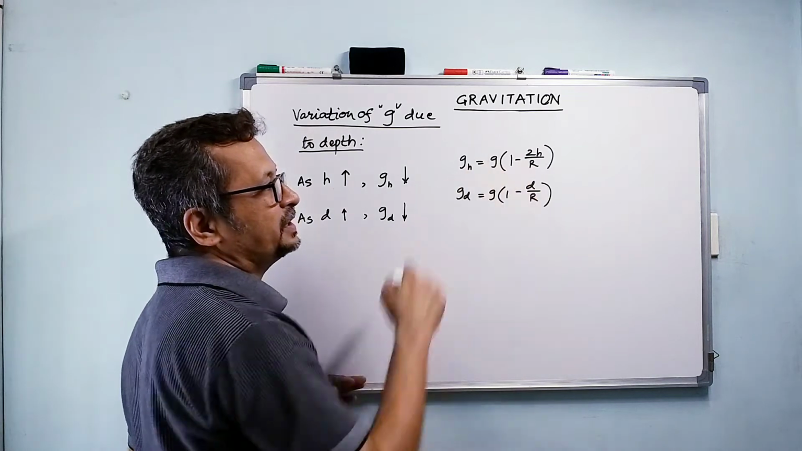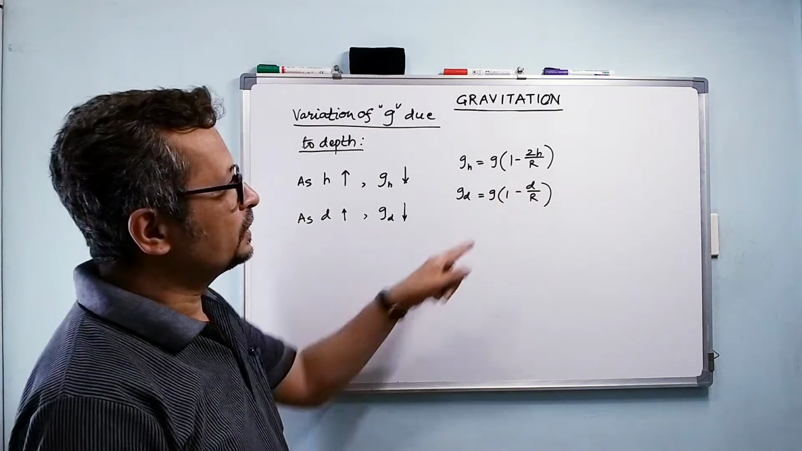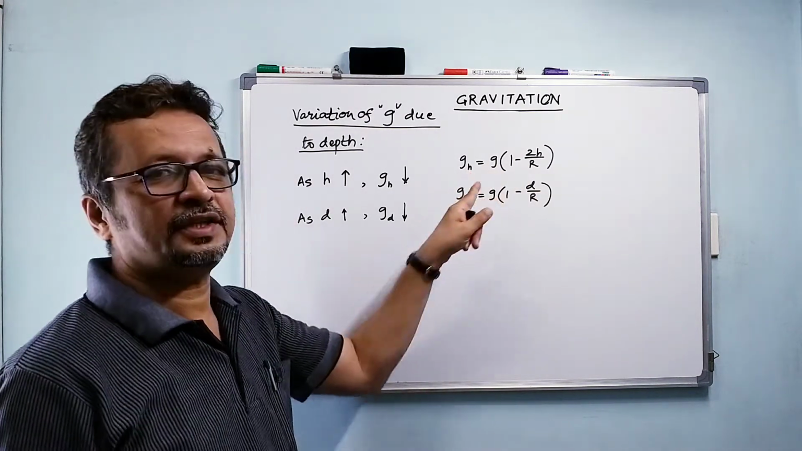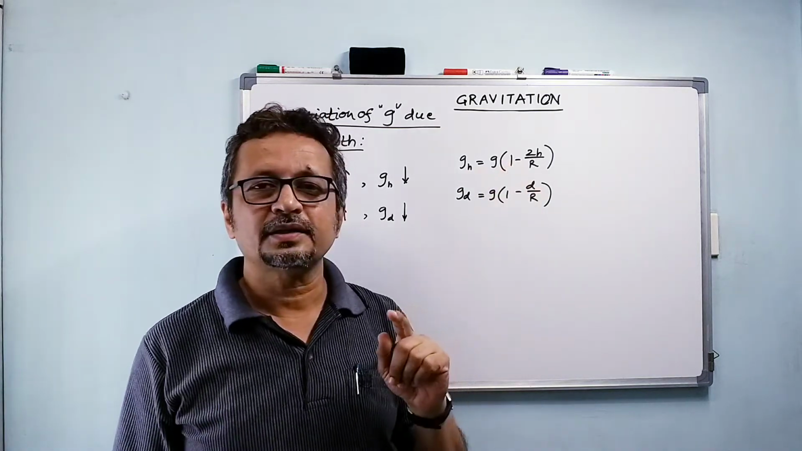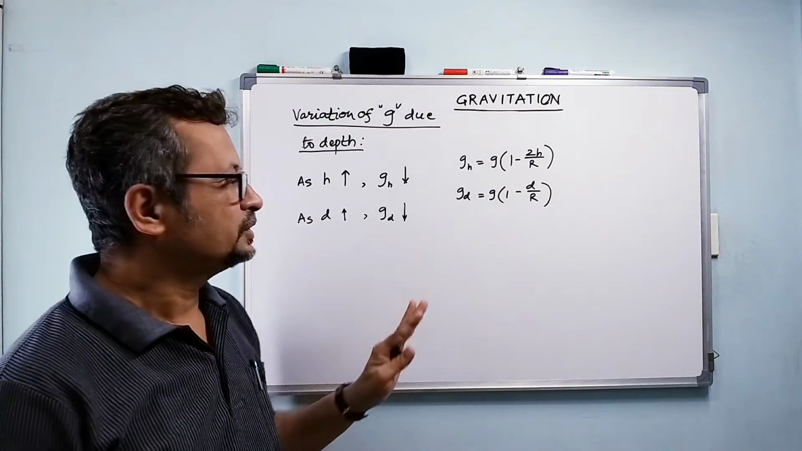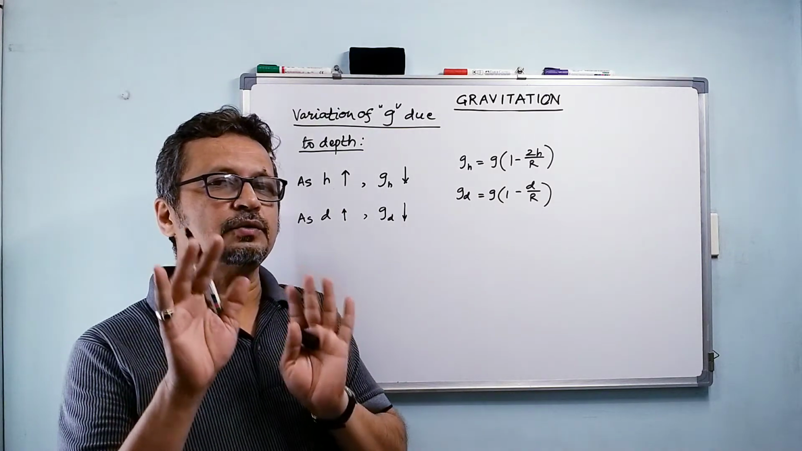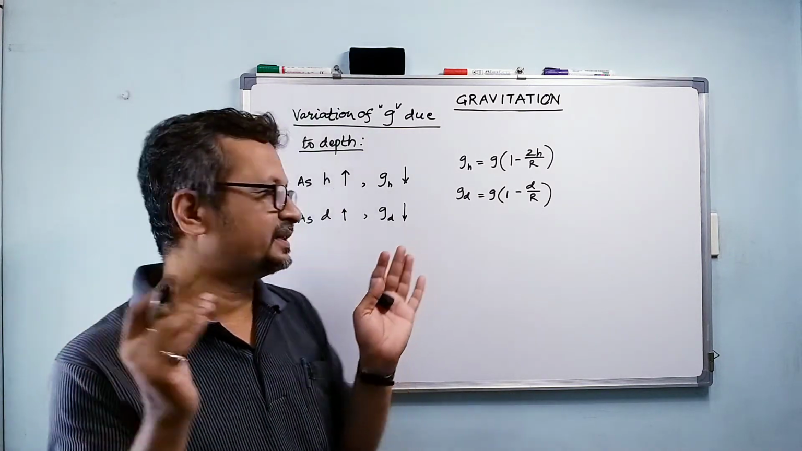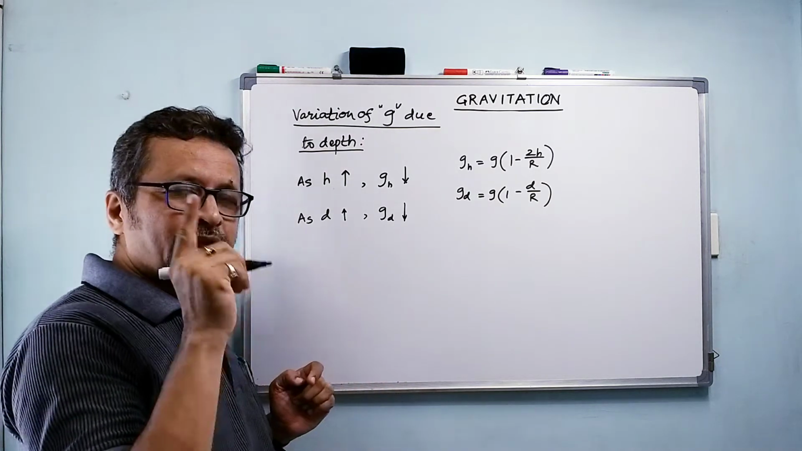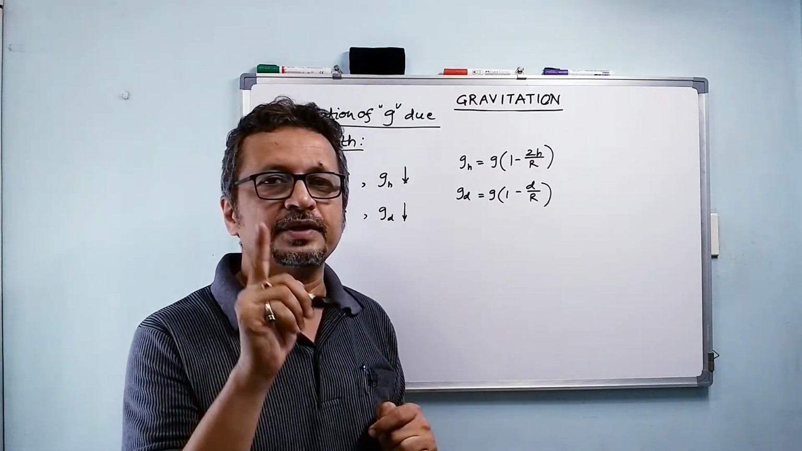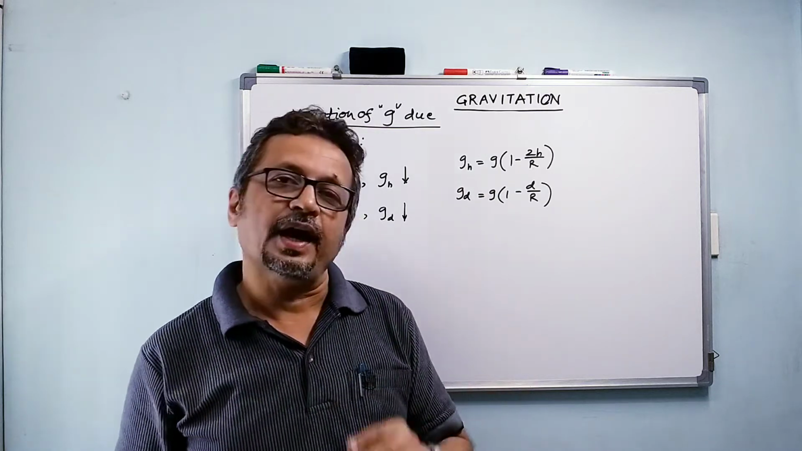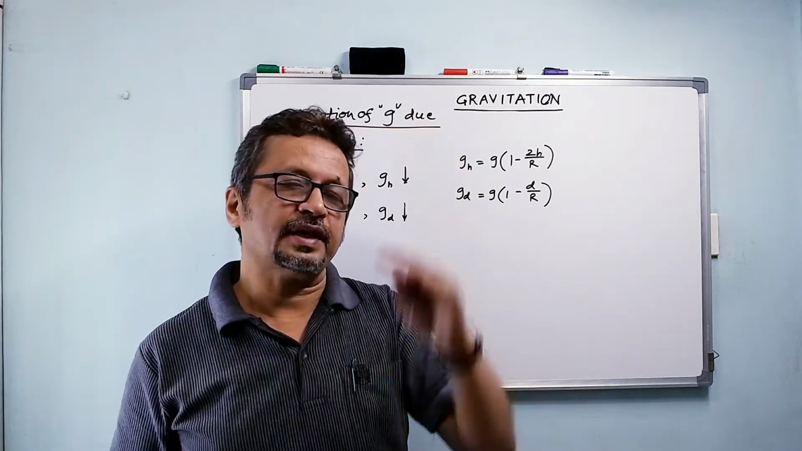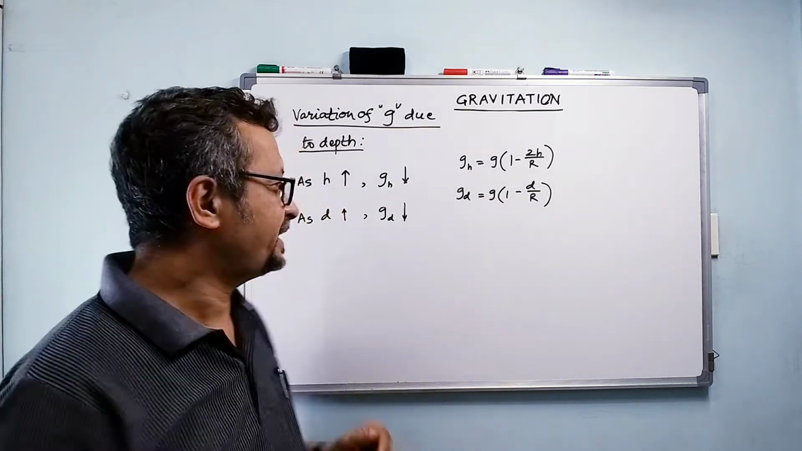And what about this? Over here, when will gh become 0? It will be when 1 minus 2h upon r becomes 0, right? So now let us talk about how the graphs will be seen. One thing is there: acceleration due to gravity is going to be maximum on the surface of Earth. As you go up, it is going to decrease. As you go down, it is going to decrease.